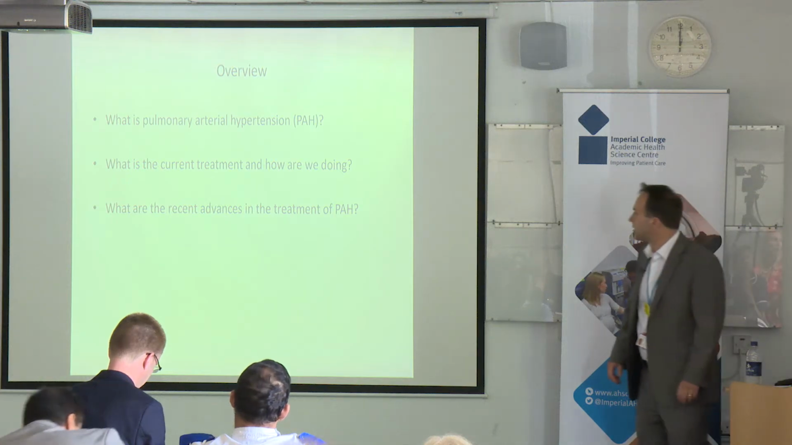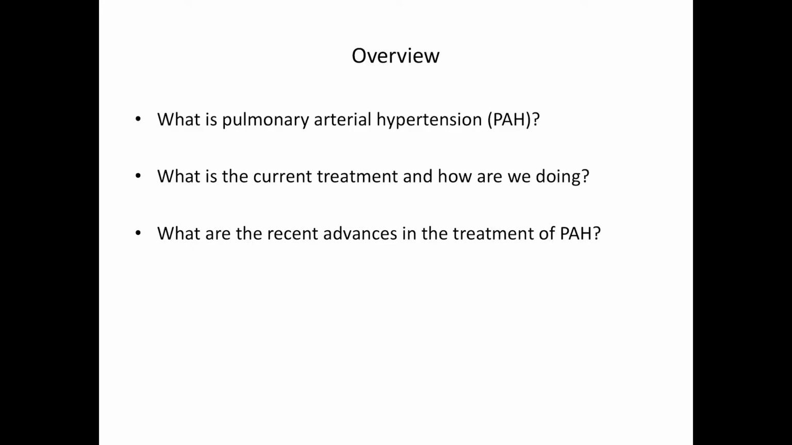I've got some objectives here. Of course, we're talking about pulmonary arterial hypertension, so we're going to start with what is pulmonary arterial hypertension. What is the current treatment? And how are we doing with that current treatment? And also, what are the recent advances in the treatment of pulmonary arterial hypertension?